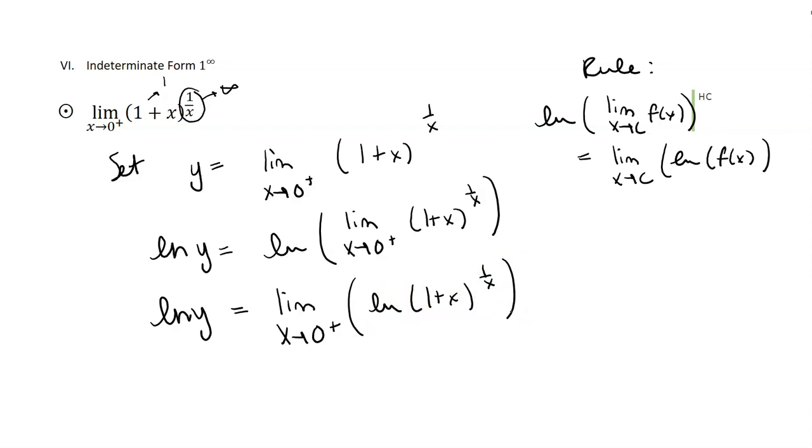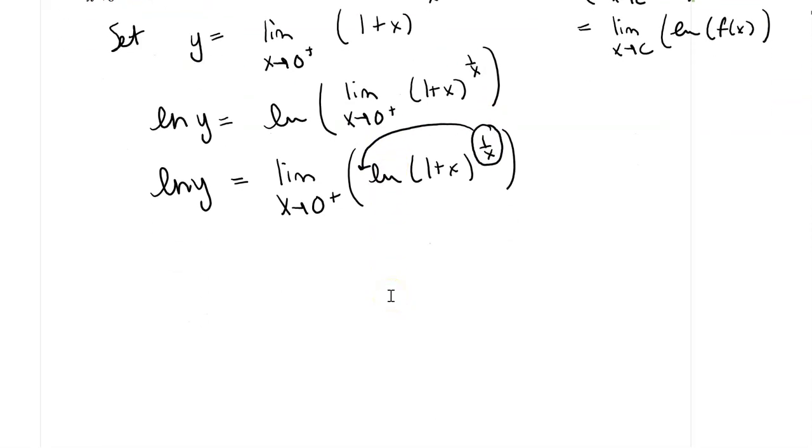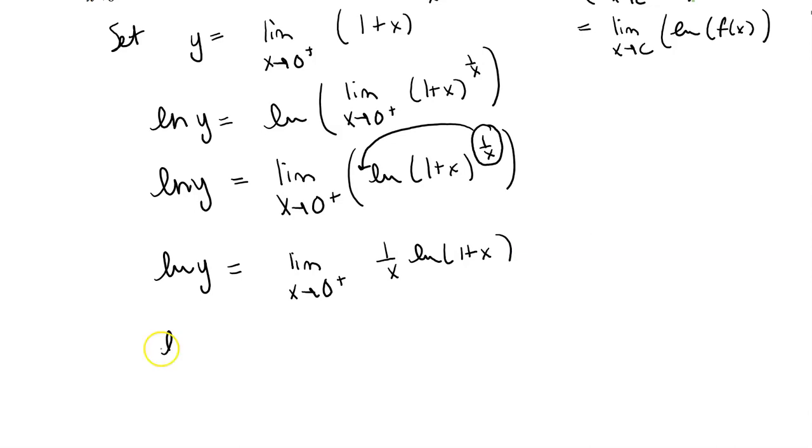So why do I want to do that? Well, that allows me to take this 1 over x and pop it out front of my natural log. So I now have the natural log of y equals the limit as x approaches 0 from the right of 1 over x times the natural log of 1 plus x, or natural log of 1 plus x over x.